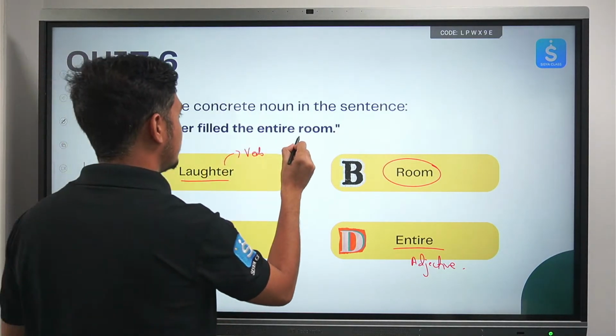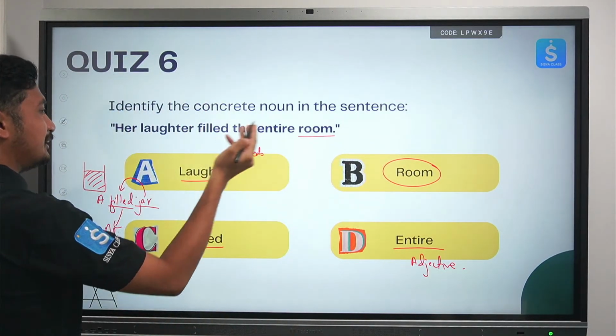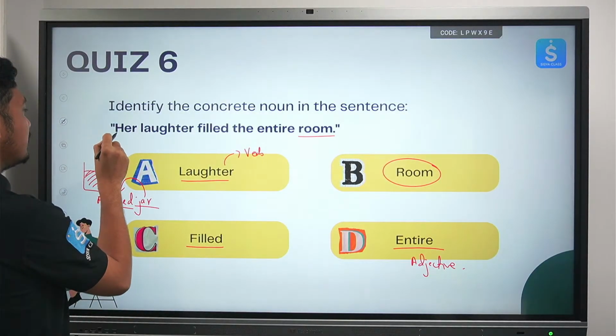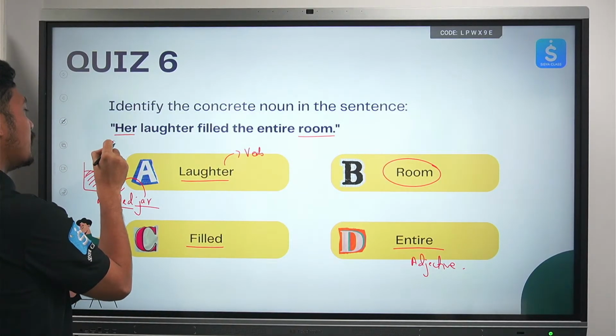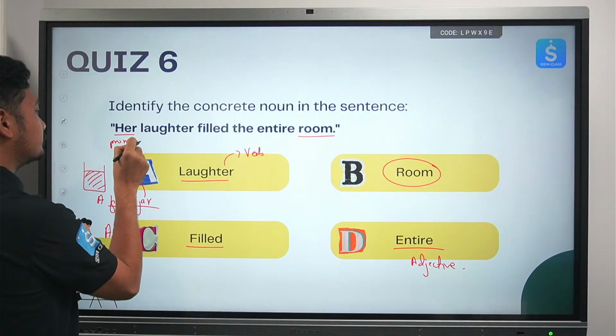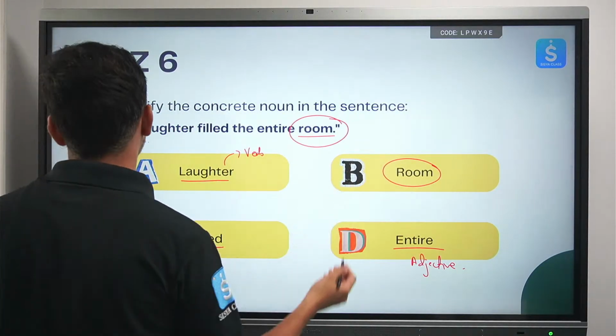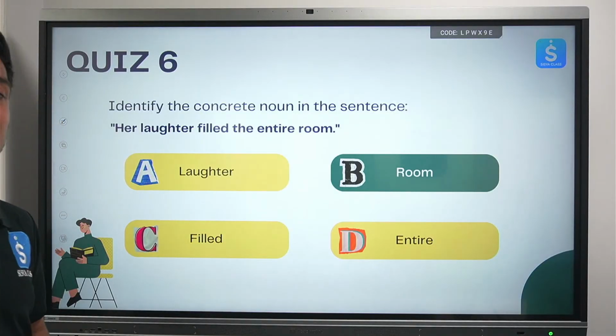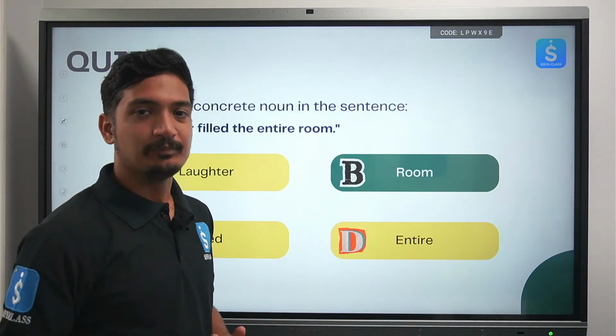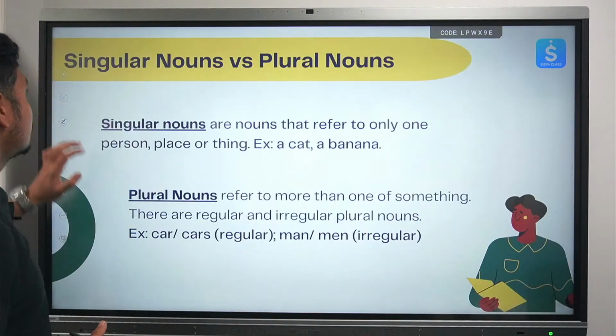Here, room is the only noun that we have, and her is not a noun but a pronoun, which means that the only noun we are left with is room, and therefore option B is the correct answer. I believe this is clear to all of you, right? Okay, moving ahead to the next question.